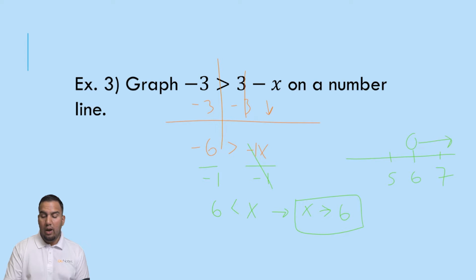It's facing the right. Why? Because I'm looking for numbers greater than 6. So at 6, 7, 8, etc. That's the direction where the arrow is facing. And that's my final answer. So this definitely was a challenging one, but hopefully this is one that you can remember and practice so that you can be more successful.